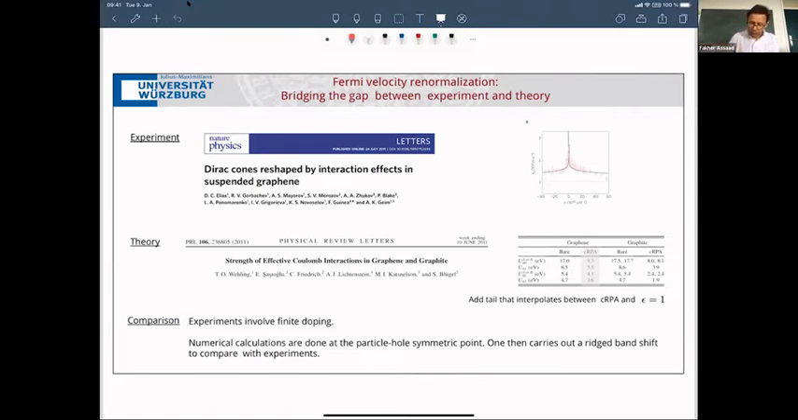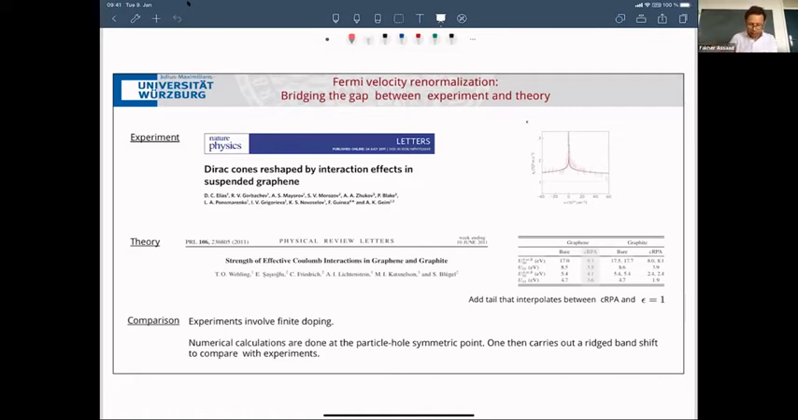Now, if we want to compare this with lattice calculations, then we need a model. And the model we take is essentially tight binding electrons on the honeycomb lattice with a hopping of, I think, 2.7 electron volts. And then comes the question of what we should choose for the repulsion. Of course, at long distances, you will have the Coulomb repulsion in vacuum, right? But at short distances, you have higher energy bands, which will screen the Coulomb repulsion.